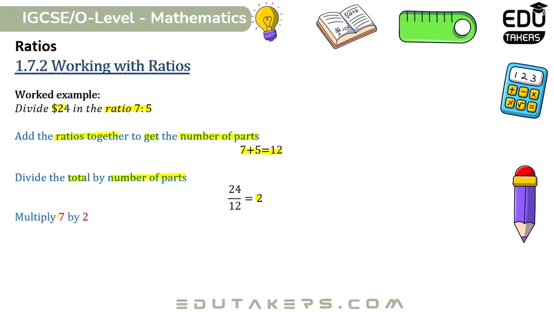Now multiply 7 by 2. It will be 14. Now multiply 5 by 2. It will be 10. So it will be $14 and $10 when we divide $24 in the ratio 7:5.